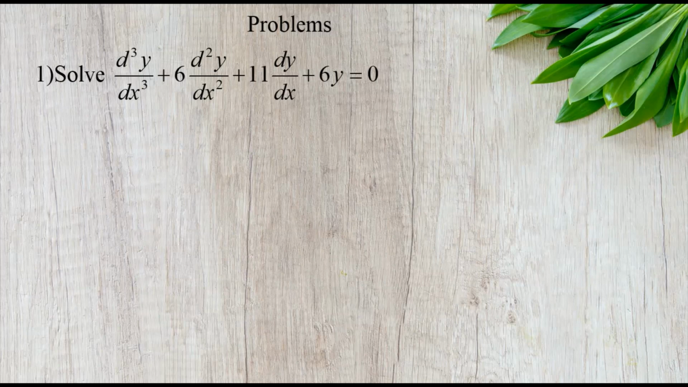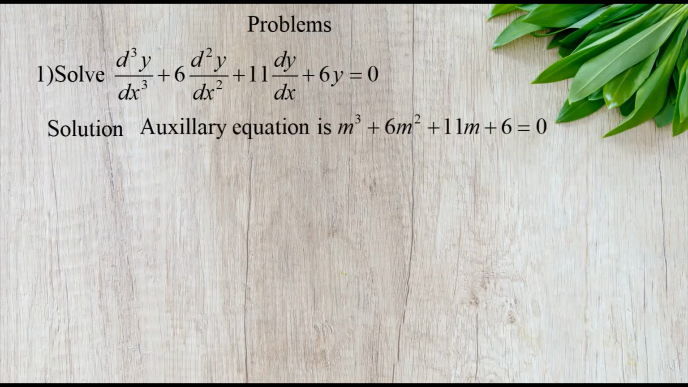Problem: solve d cube y by dx cube plus 6 d square y by dx square plus 11 dy by dx plus 6y equal to 0. Now this happens to be a homogeneous differential equation because the right hand side is 0. Now we can write the auxiliary equation. Here in the place of d cube by dx cube, we can write m cube plus 6m square plus 11m plus 6. No need of writing the y variable when you are writing the auxiliary equation.